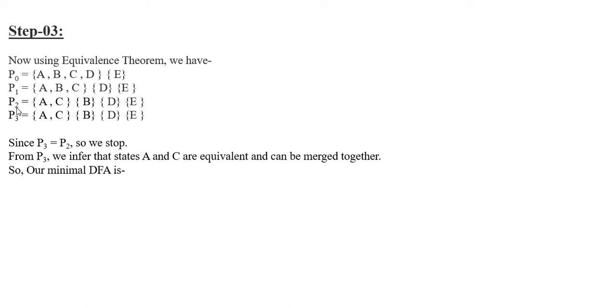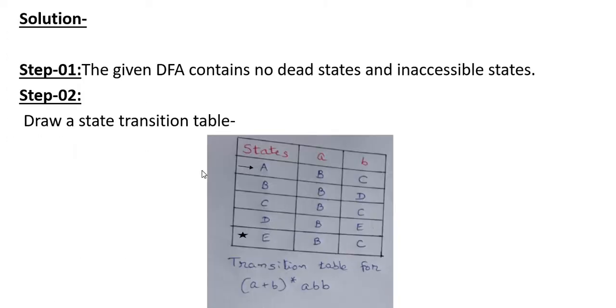So the next state is P2. Each and every time this counter will be incremented by 1. So P2 is equal to A comma C, then B, D and E. Now check for A and C. Are there any other differences in these states?